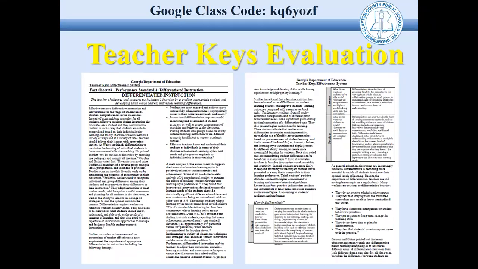All right, here you see, and there's a Google code for this information that will be provided to you in the Google Classroom. The performance standard number 4 for differentiated instruction for the Teacher Keys Effectiveness System. The goal is for the teacher to challenge and support each student's learning by providing appropriate content and developing skills which addresses individual learning differences. We'll also talk about content, process, and product at the beginning of the presentation, just to give you some background information on differentiated instruction.